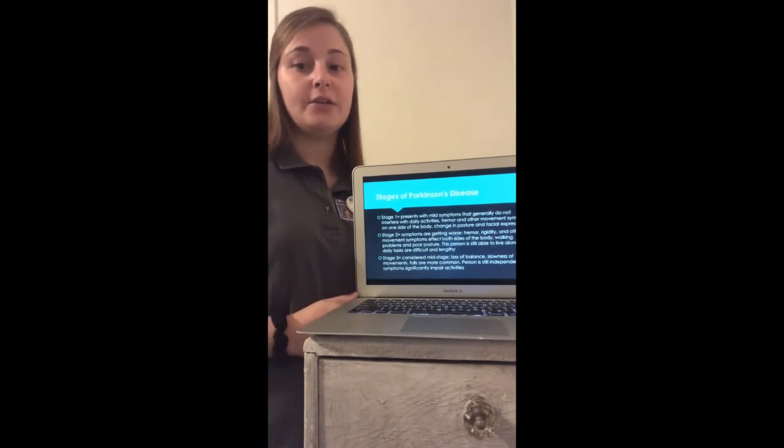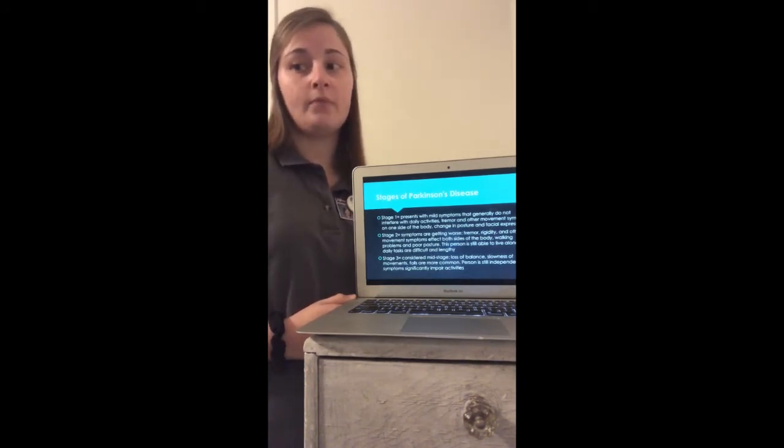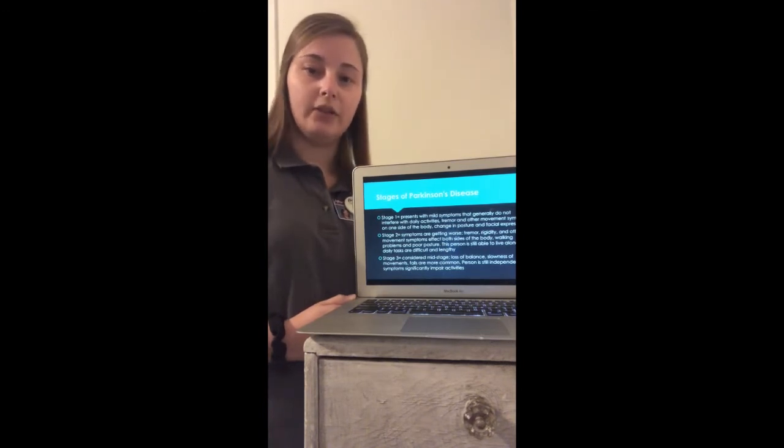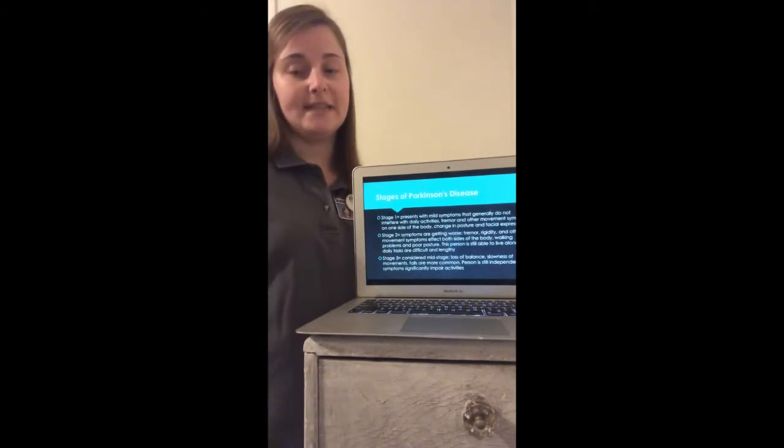So stage 2, the symptoms are progressively getting worse. The tremor, the rigidity, and other movement symptoms start affecting both sides of the body instead of just one. Walking starts to be a problem, poor posture. These people are still able to live alone, but their daily tasks are starting to get more difficult, and it takes them a long time to finish those tasks.